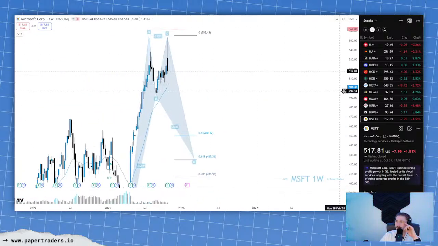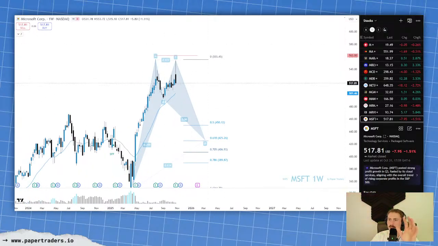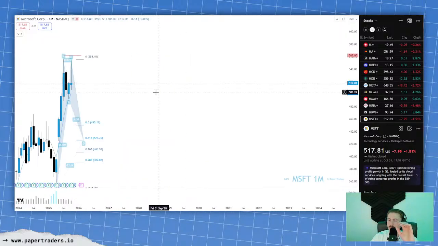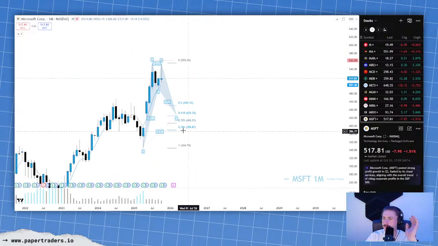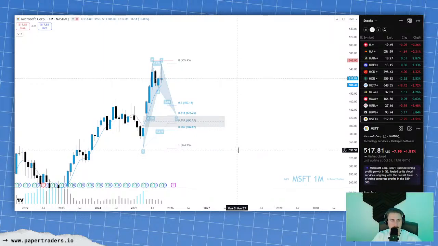Honestly, the way this weekly just looks bad, just looking at the weekly. Monthly wise, we could still do something, but look at this gapper that we have and look at where it lines up. 705 area, 618s. Just saying.